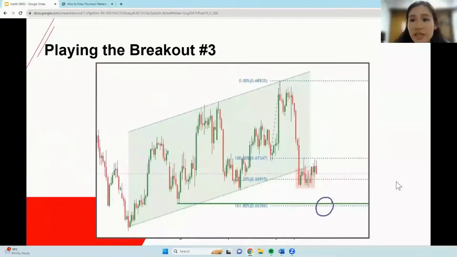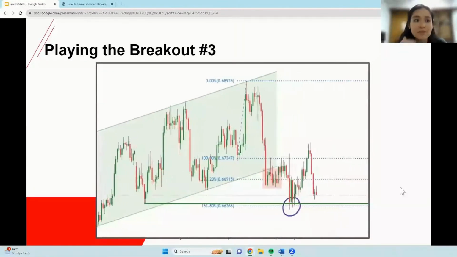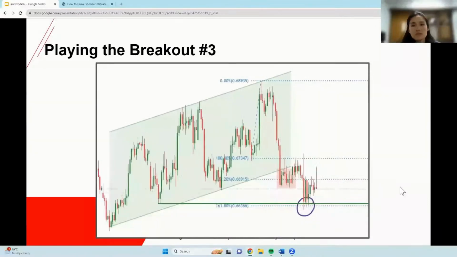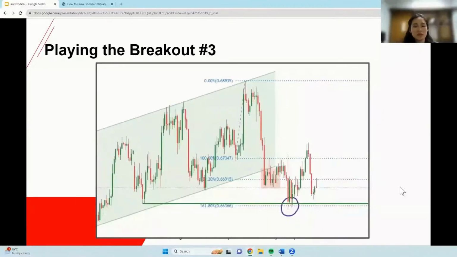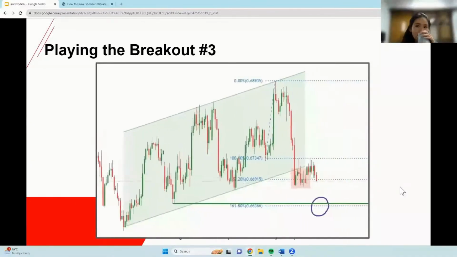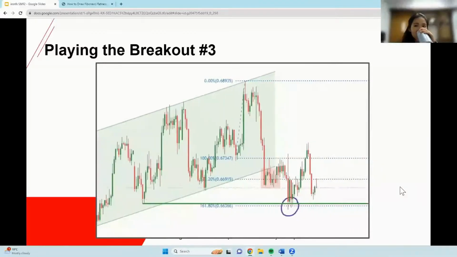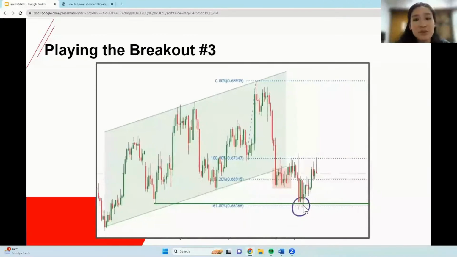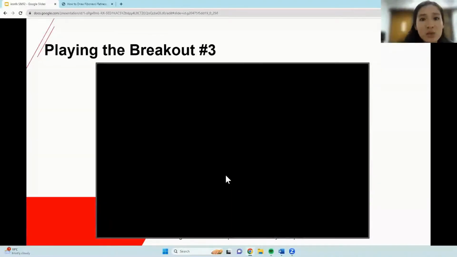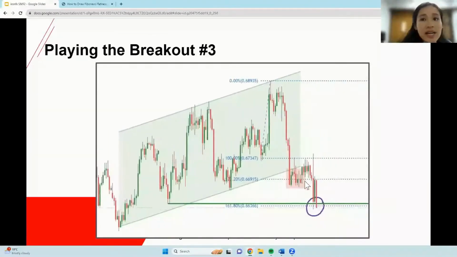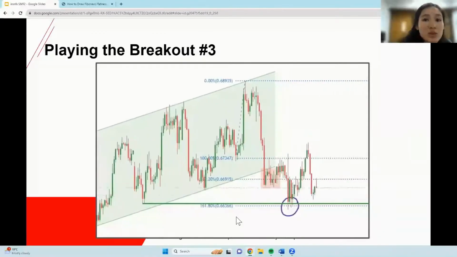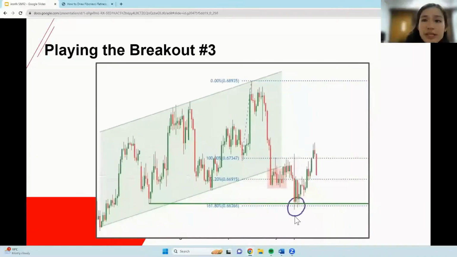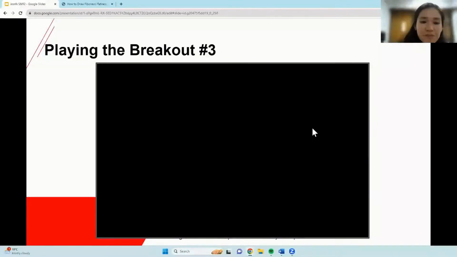And you can see here that that's exactly what happened. Okay, we see price break the 127.2% level and went all the way down to 161.8, just as we expected, caught our trade, and then shot back up.